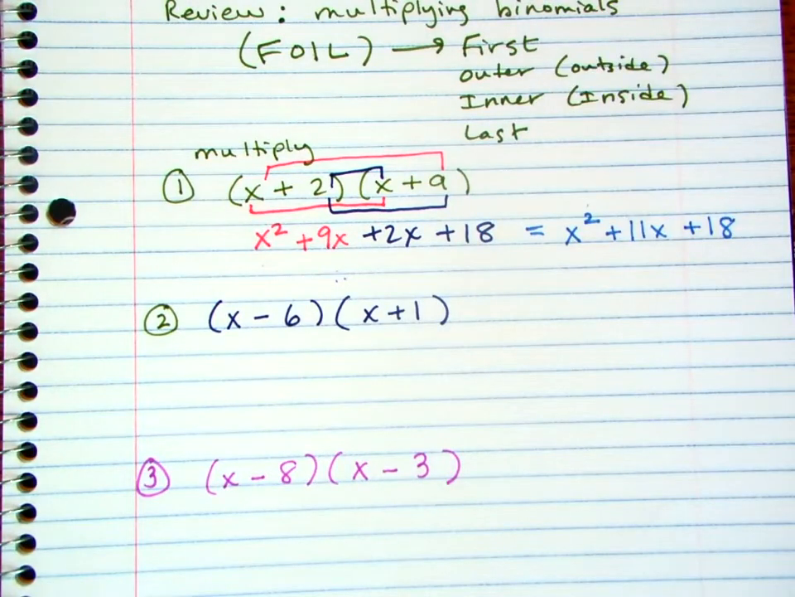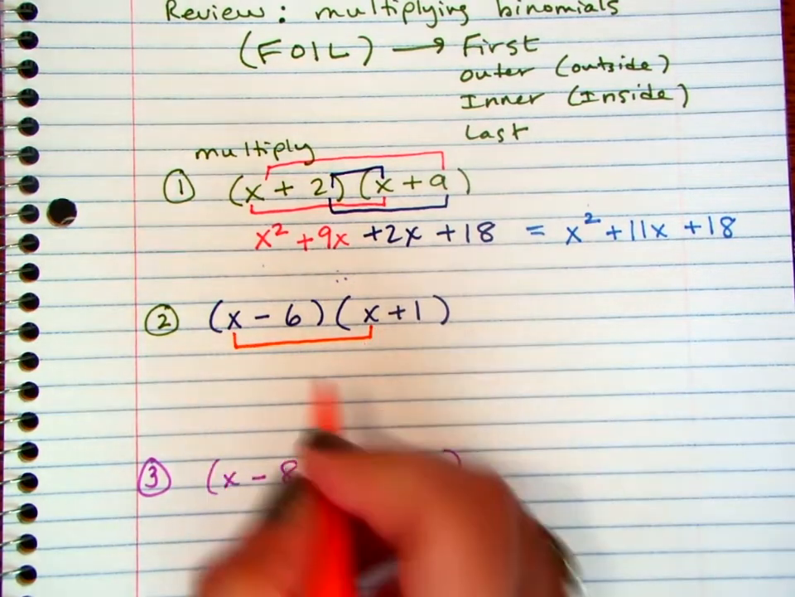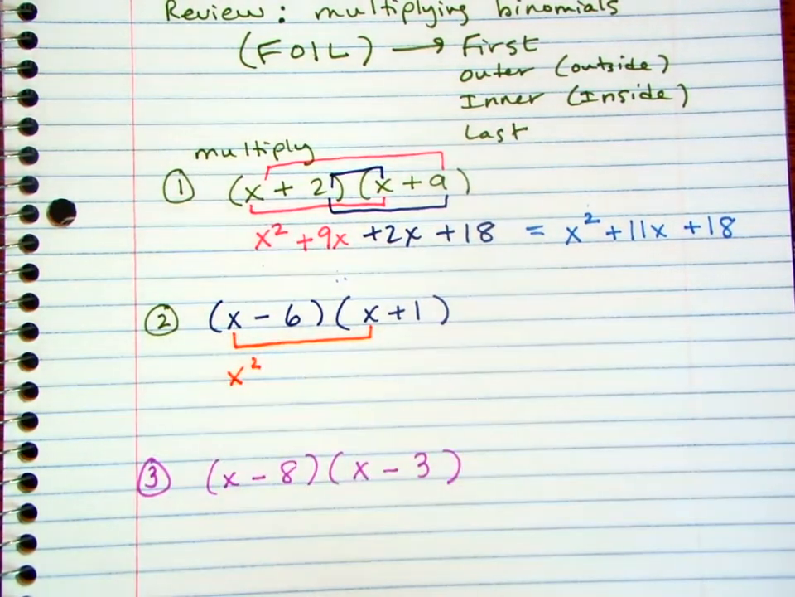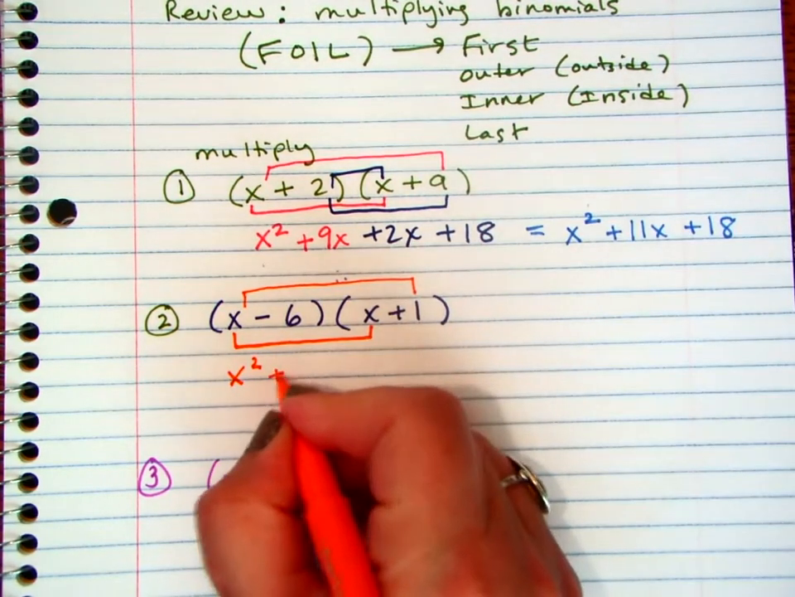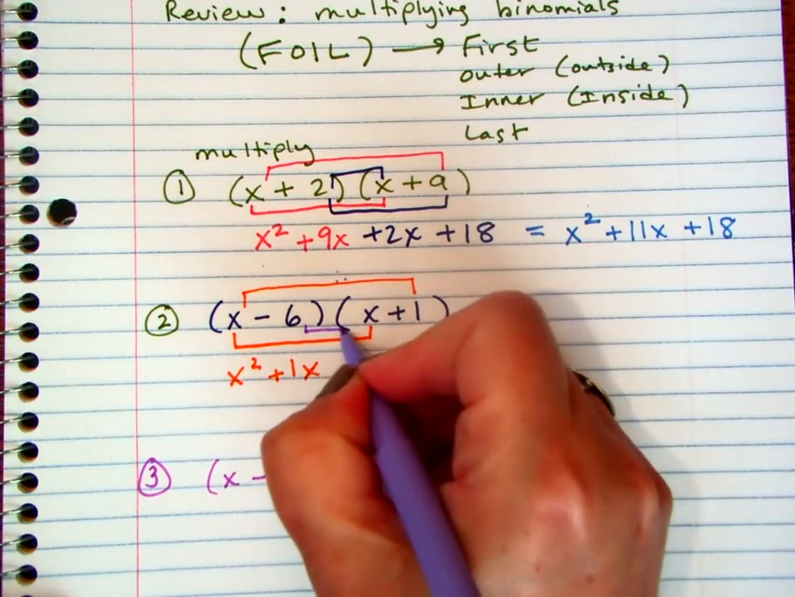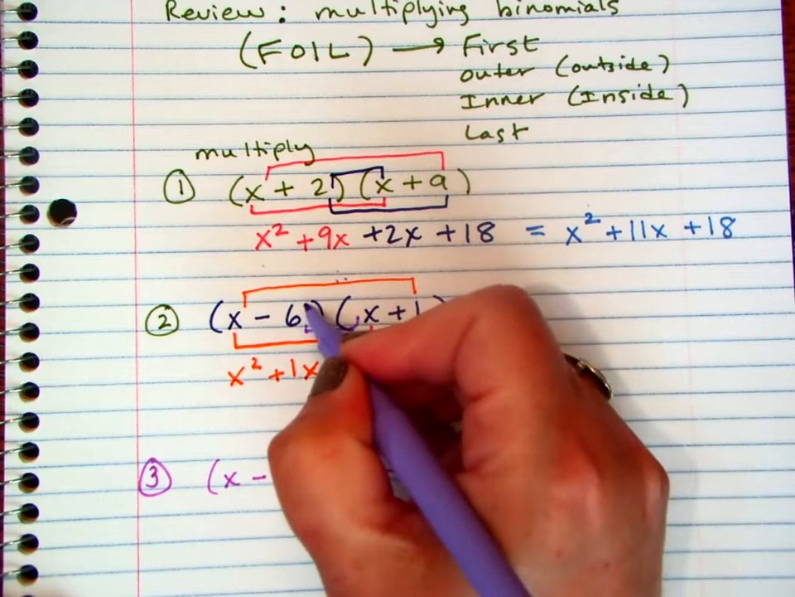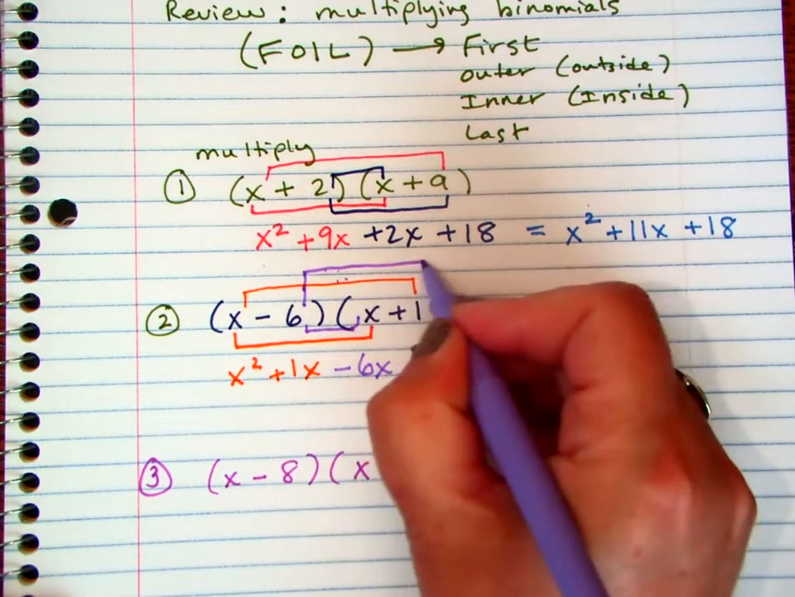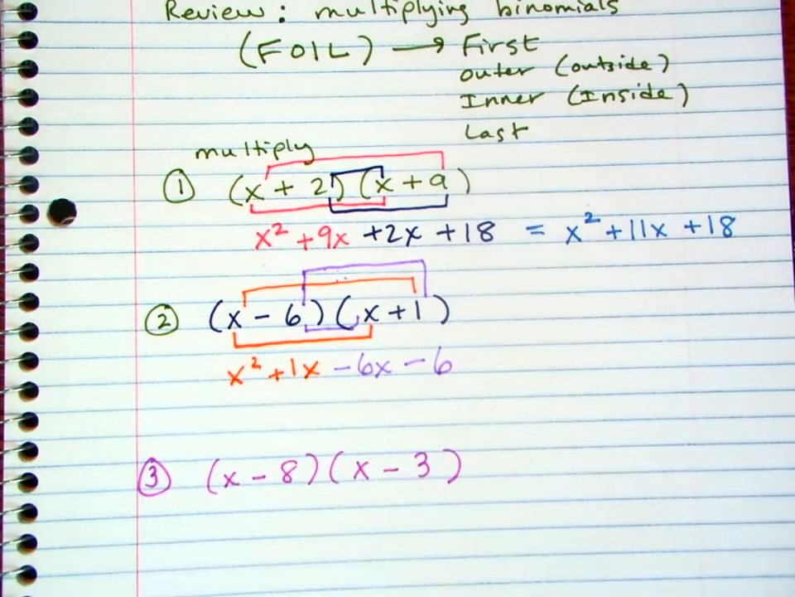Okay, so x minus 6 and x plus 1. X times x is x squared. Outer x times 1 is 1x. Okay, and then inner, negative 6 times x, which is minus 6x. And then negative 6, the last 2, negative 6 times the positive 1, which is minus 6.